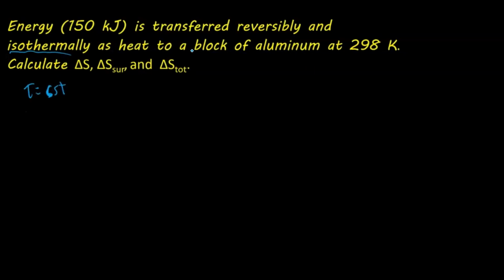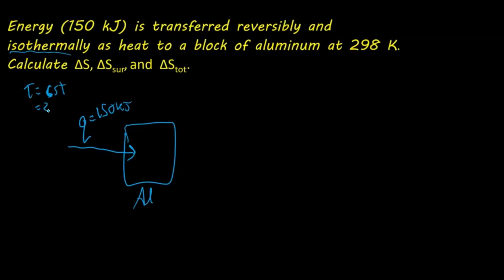And we're transferring it to a block of aluminum. Okay, so we got a block here, and it's aluminum. And what are we doing to it? We have energy transferred as heat, so that's Q. Q is energy transferred as heat, and it's being transferred to the block of aluminum. So Q is 150 kilojoules here at 298 Kelvin, and it's isothermally, so T is constant, and it's also equal to 298 Kelvin. Now the temperature doesn't change, and we're transferring energy as heat to this block.